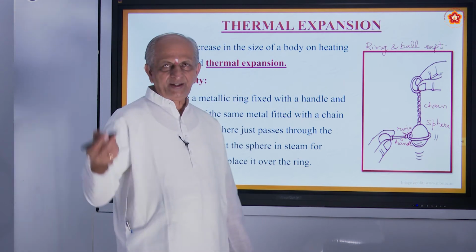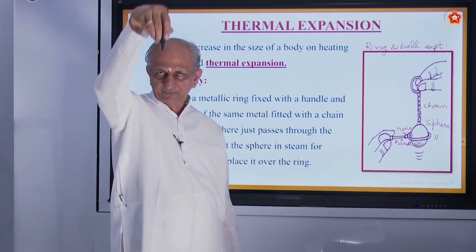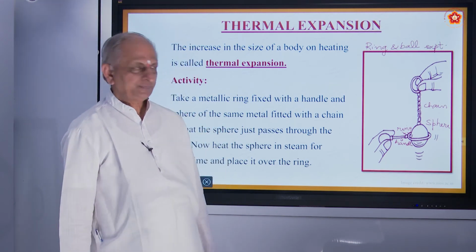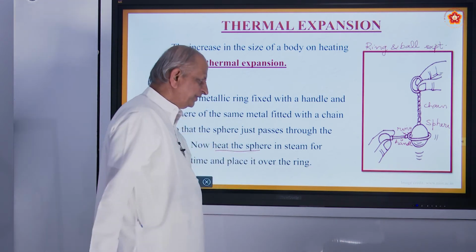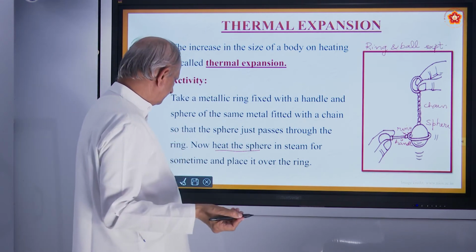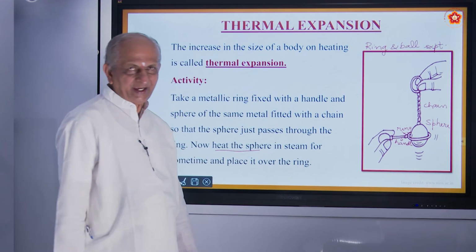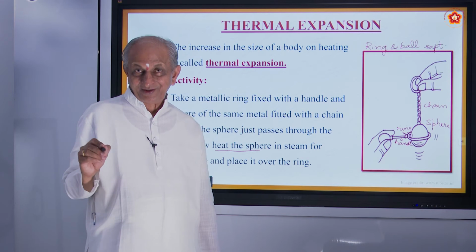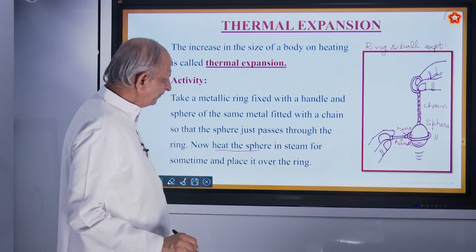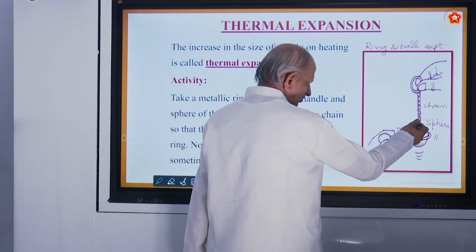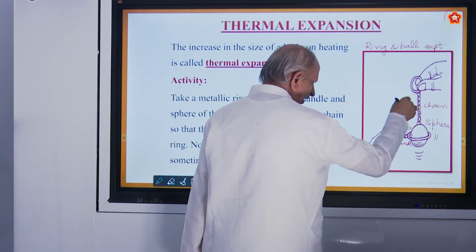So in the beginning, what happens? The spear will pass through the ring easily. And now if you heat the spear with a spirit lamp or a Bunsen burner, and keep it on the ring again, of course you must heat it for some time, not immediately. You can do it at home also. What do you observe? We observe that the spear or the metallic ball will not go inside the ring.